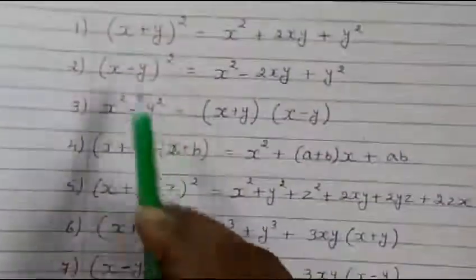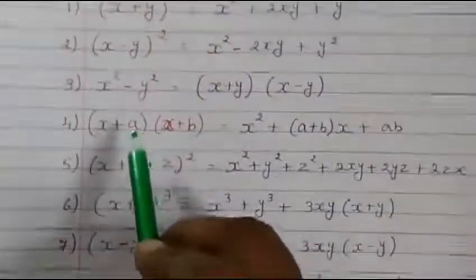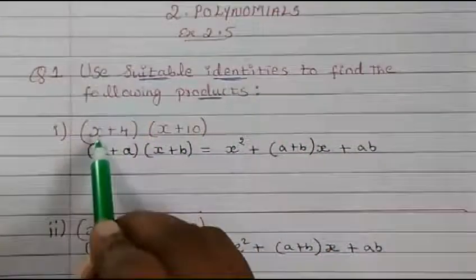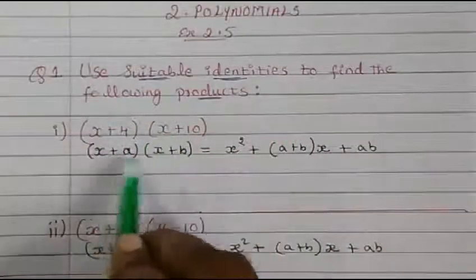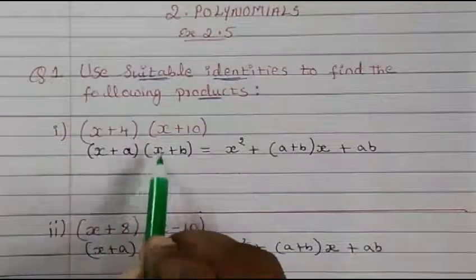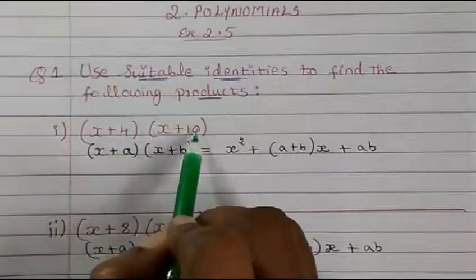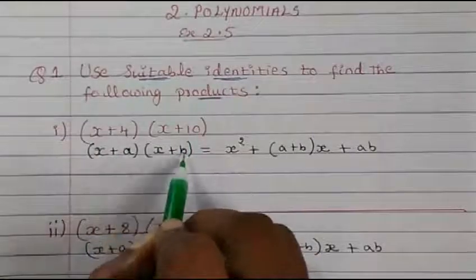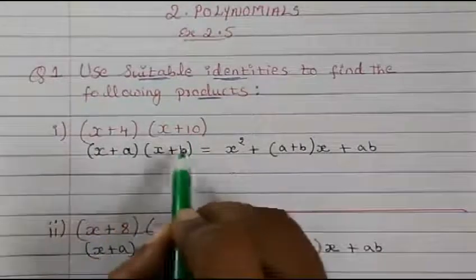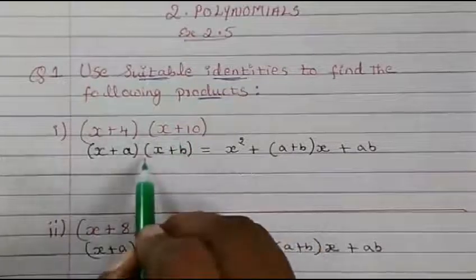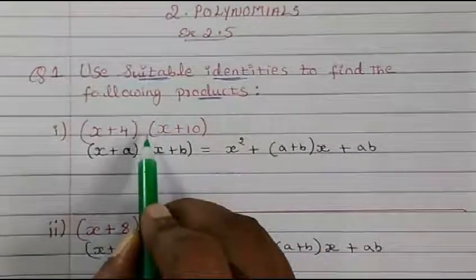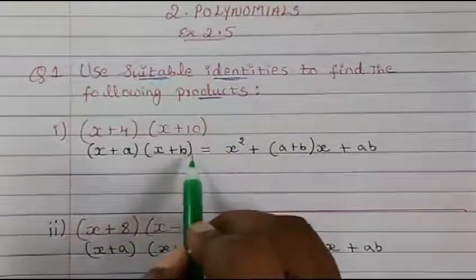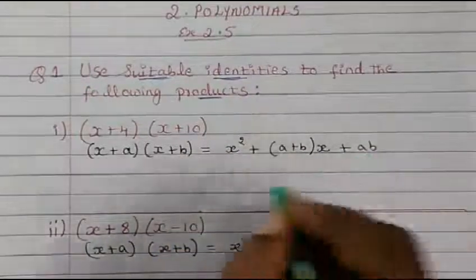Otherwise, the other identities have different forms. Here in the question both sides have x, so in the identity you also have x, and in the other two places you have different integers, a and b. This is a different number and this is a different number. Therefore this identity is suitable for this sum. That's why we have taken this identity, and this is its expansion.